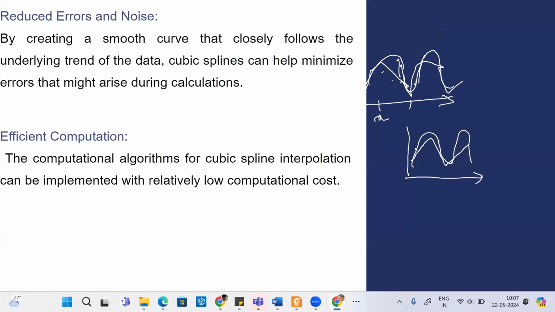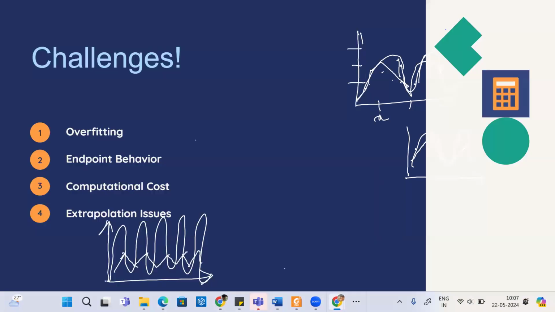Next, efficient computation. In cubic spline interpolation, we use the Thomas tri-diagonal algorithm, and we can precompute the cubic spline coefficients also. So it is computationally efficient, but this is also a challenge, and we will see it later.